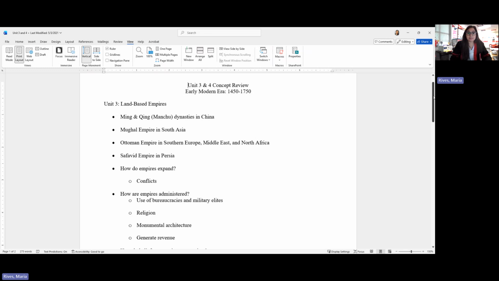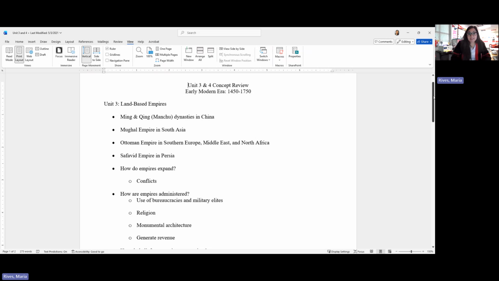Zheng He was a Muslim eunuch. He was recruited to sail throughout the Indian Ocean, reestablishing Chinese superiority and diplomacy. This is not a trade venture. This is to reestablish China as a substantial world power, to show off their maritime technology, and to reestablish diplomatic ties with various states in the Indian Ocean, including Africa, India, and parts of Southeast Asia.